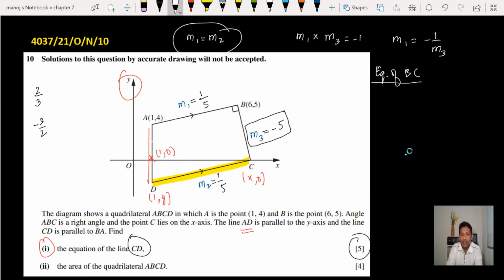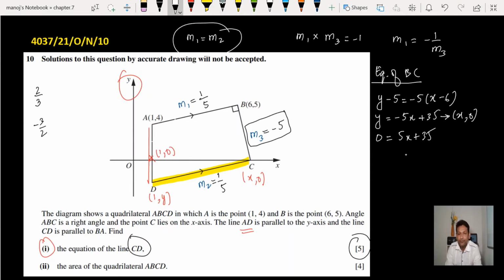I'm writing it. The equation of BC is y minus y1 equals the gradient, minus 5, times (x minus 6). Okay, this is the equation. You can simplify this: minus 5x, minus times minus is plus, 6 times 5 is 30, 30 plus 5 is 35. I'm writing the direct answer. Okay, this is the equation of BC. BC is passing through C, where y is 0. So I write 0 here, because remember, this line is passing through (x, 0). So I can substitute the values. y is 0. So now, what's the value of x? x is coming minus 35 divided by 5, which is minus 7.